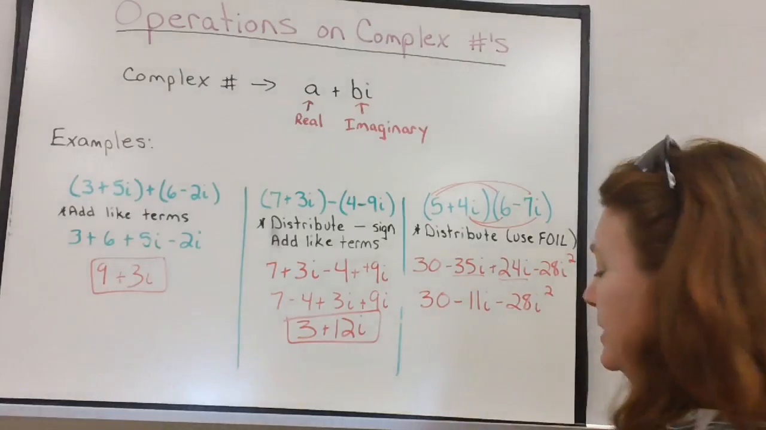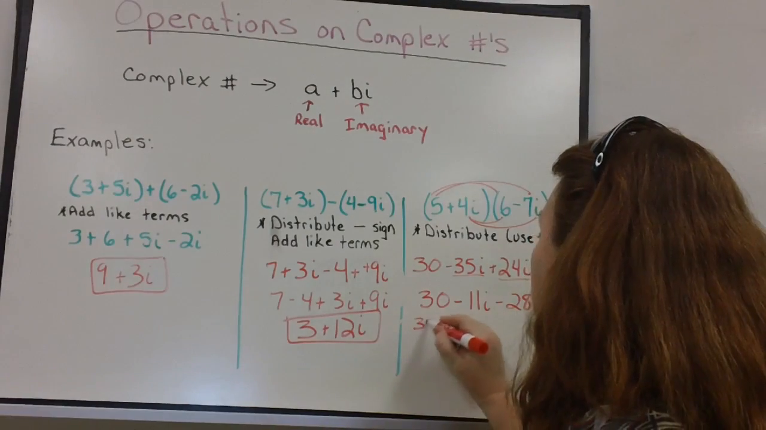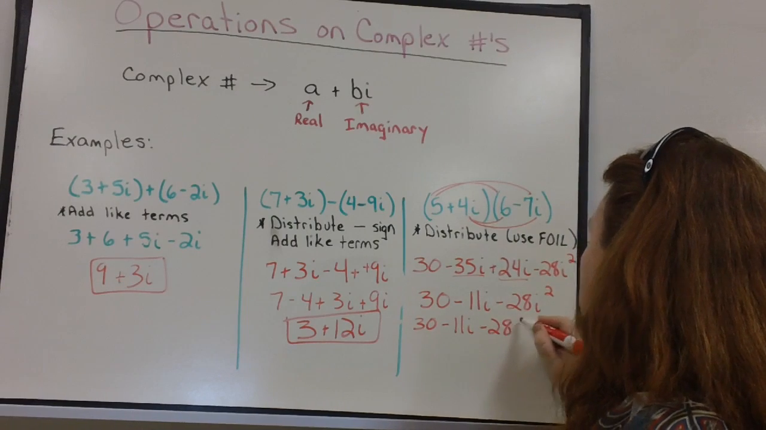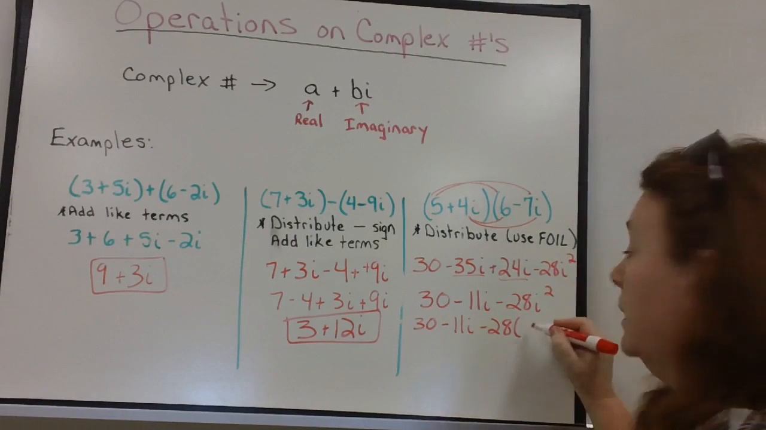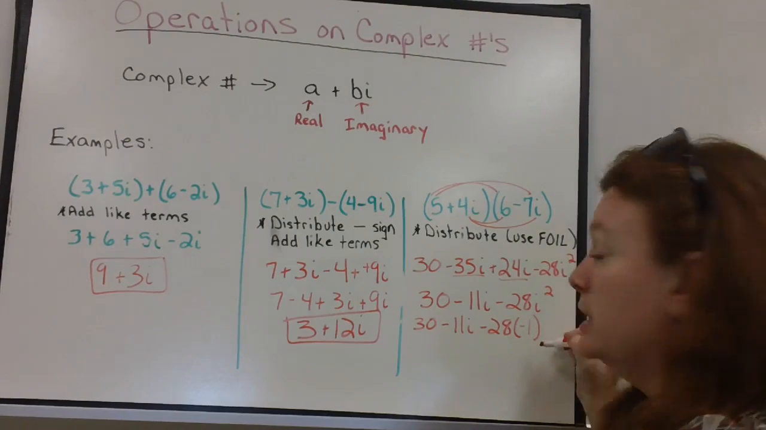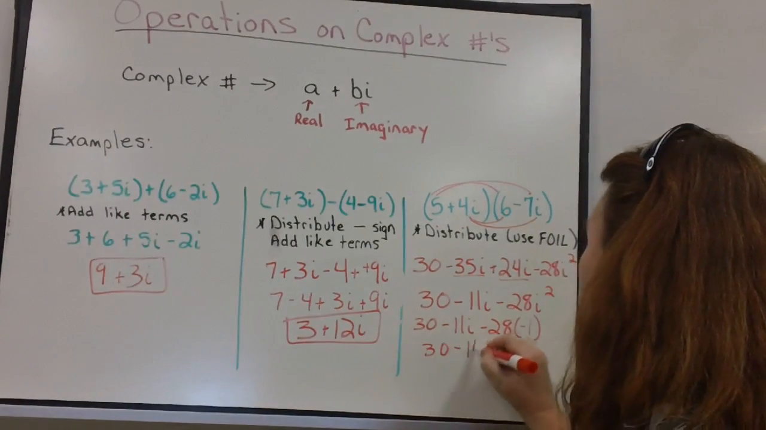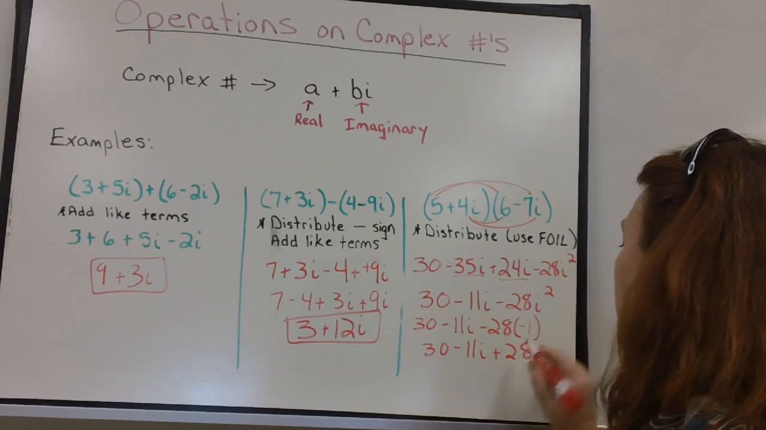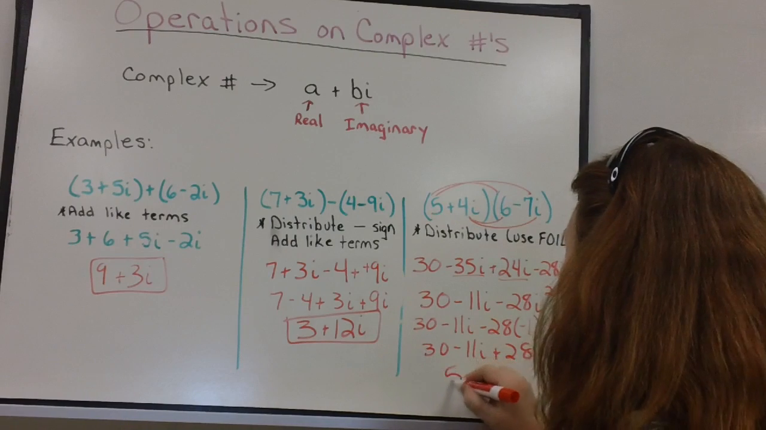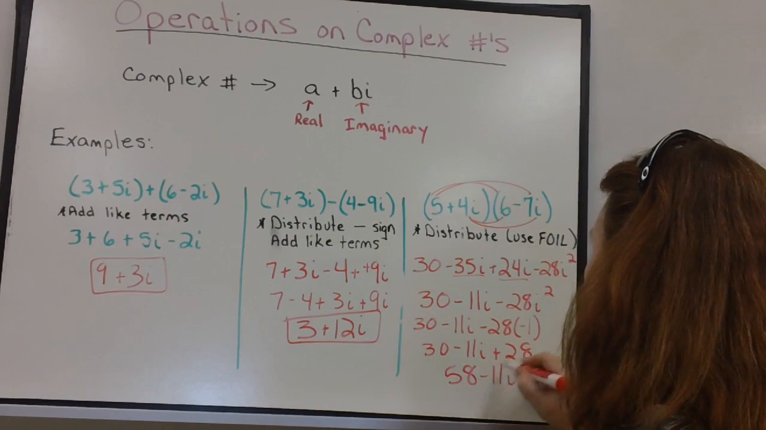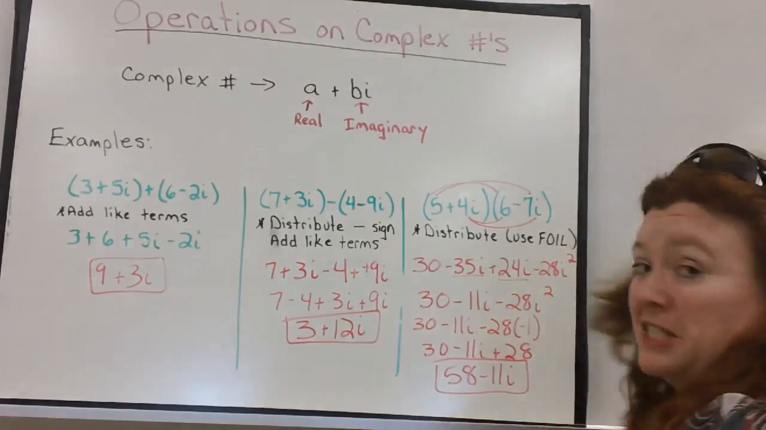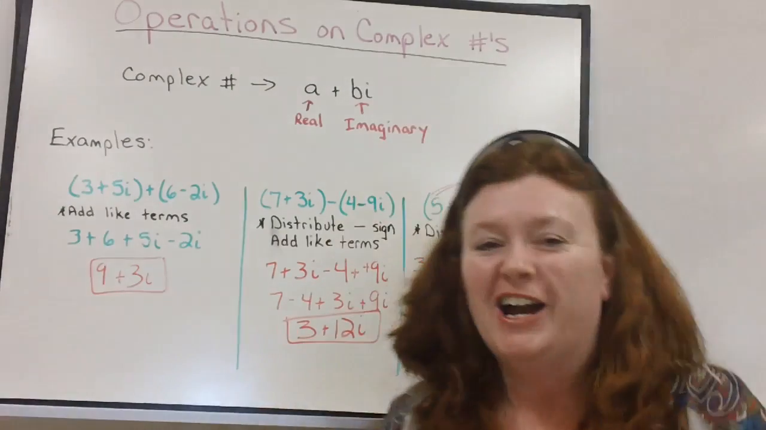This is 30 minus 11i minus 28 times negative 1. Negative 28 times negative 1 is a positive 28. And I have two like terms I can add. 30 and 28 is 58. Minus 11i is my final answer. All right? Just in time before you come walking in and see me. All right, good luck.